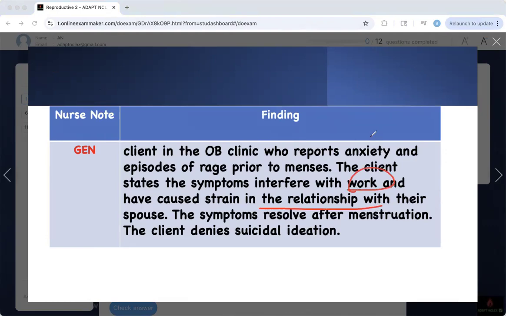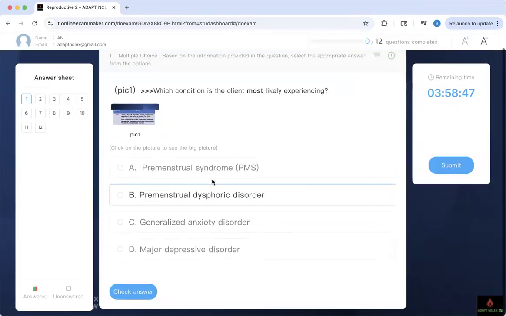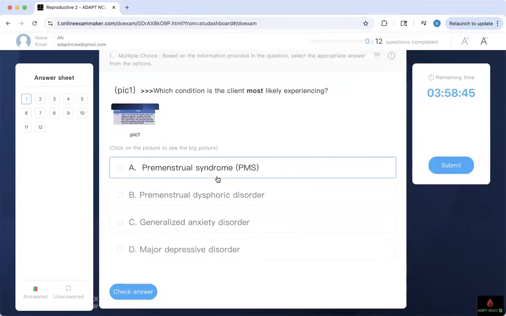At the same time, you have a mood disorder before you have your menses. What do you think? And it goes away. There is no suicidal ideation. Is this premenstrual syndrome, PMS? Is this premenstrual dysphoric disorder, generalized anxiety disorder, or major depressive disorder? There's a clue there. Stop the video, pick your own answer, think about it, use test-taking strategy, look at the answers, and then pick your answer.